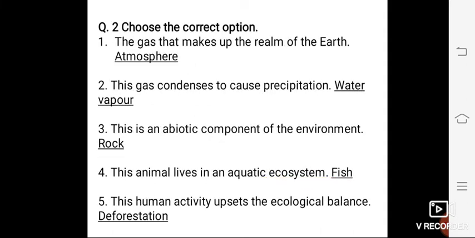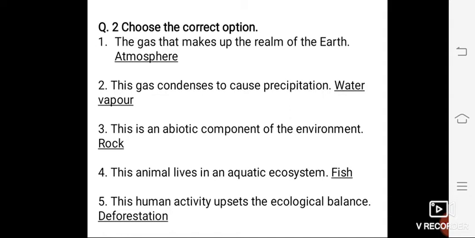Now the next question, choose the correct option. Options are given there in your textbook. You have to choose the correct option and you have to write it. First one, the gas that makes up the realms of the earth. Yes, what will be the answer, student? Is it lithosphere, atmosphere or hydrosphere? The correct answer is hydrosphere.